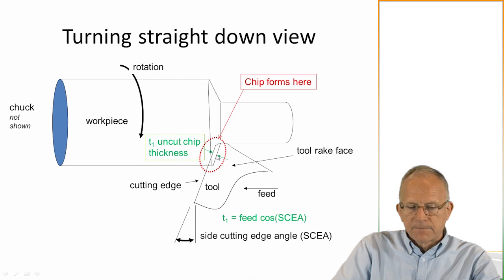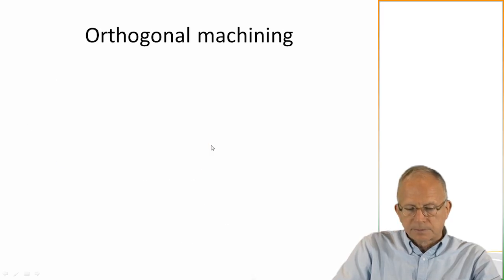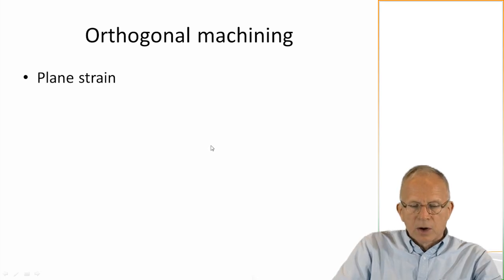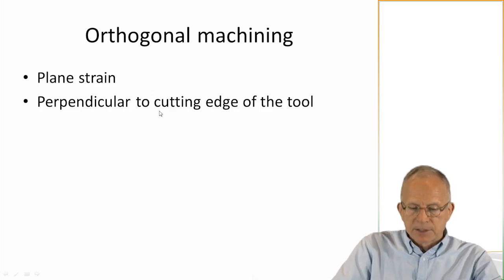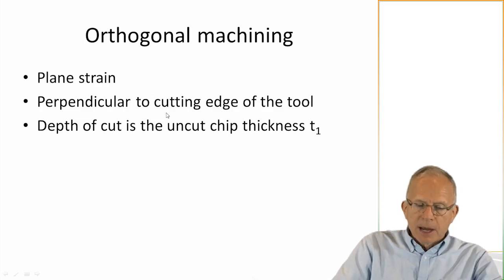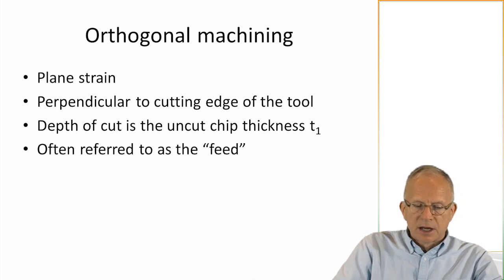That's what we're seeing. And the uncut chip thickness, T1, which we'll use in some equations, is shown here, and it's perpendicular to the major cutting edge of the tool. So the chip is forming primarily along this edge, but also a bit on the nose. And so when we take a cross-section, we're going to be looking at orthogonal machining. It's plane strain, as I said, perpendicular to the cutting edge. The depth of cut is essentially the uncut chip thickness in orthogonal machining.